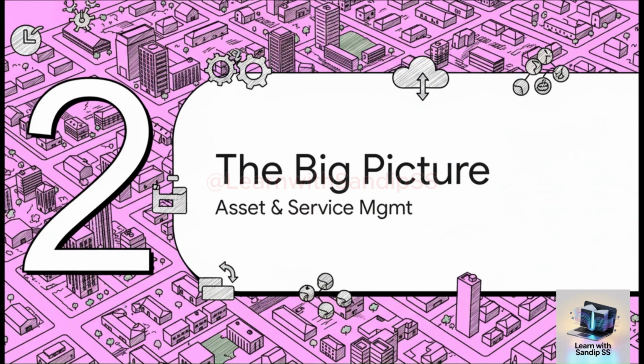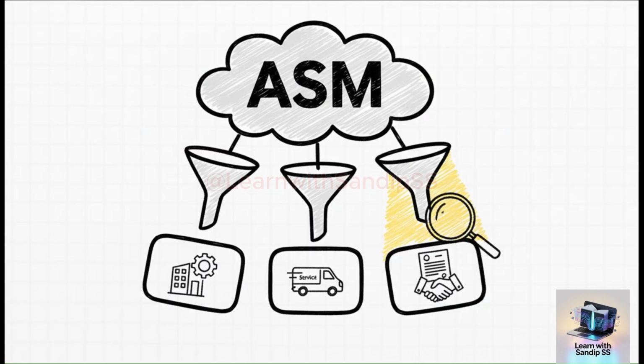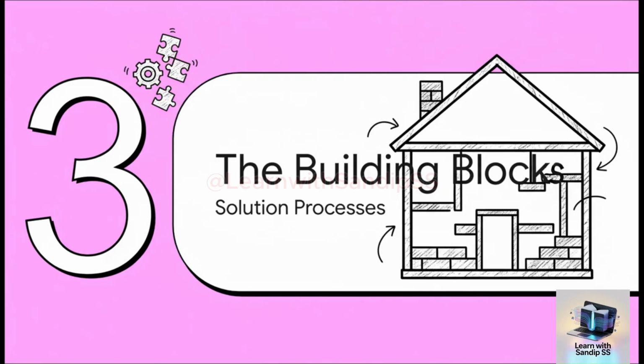It's kind of like looking at a city map, right? You can't really appreciate a single building until you understand the neighborhood it's in. And that neighborhood, that whole world we're talking about, is called Asset and Service Management, or ASM for short. Just think of it as the giant umbrella that covers everything a company does to manage its physical stuff, its assets, and all the services that go along with them. Now, under that big ASM umbrella, you've got three main pillars. There's asset management, there's field service management, and then there's our focus for today, the one we're really digging into, service management.